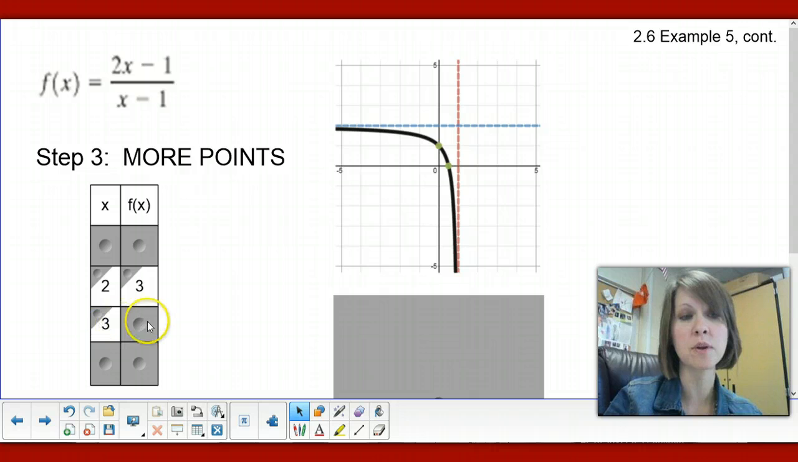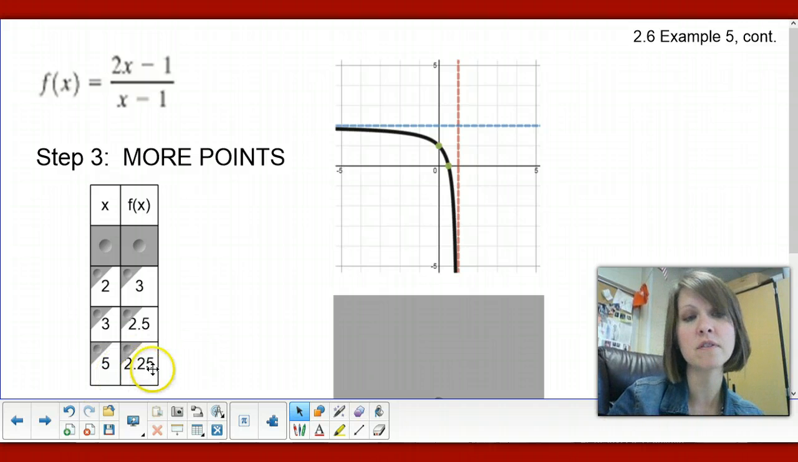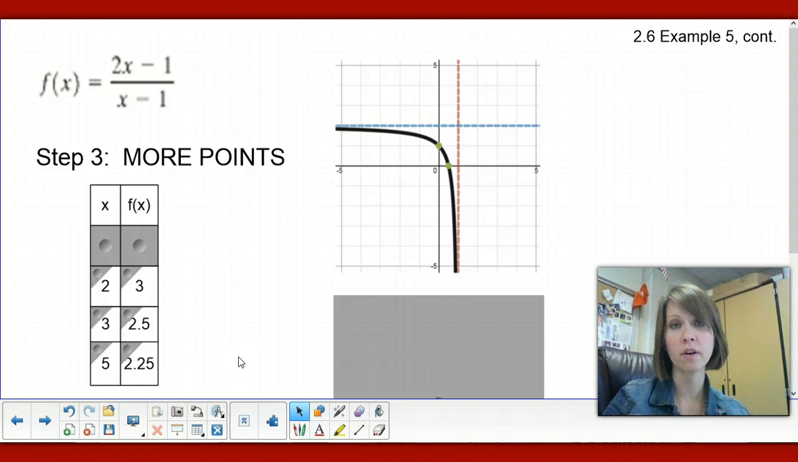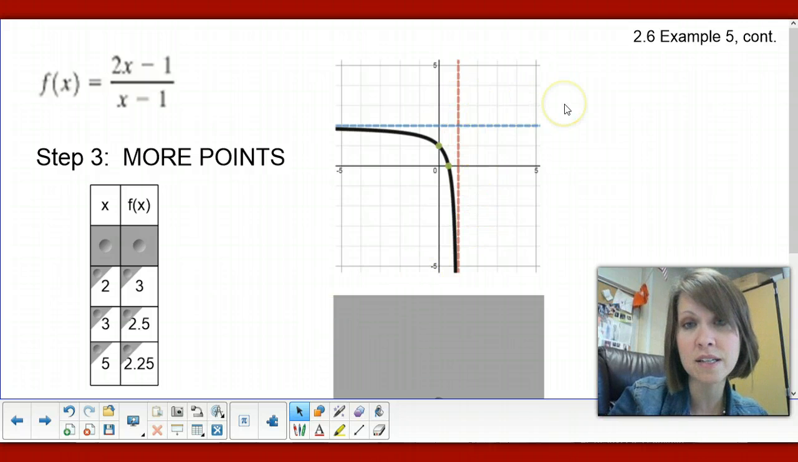If x is 3, a y value of 2.5. I'm using the 0.5 here because of some formatting issues with fractions in the program I'm using. And then if x is 5, 2.25. Okay? I picked 3 x values to the right of the asymptote.